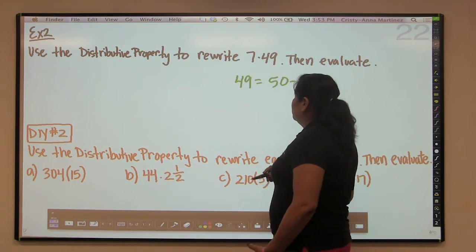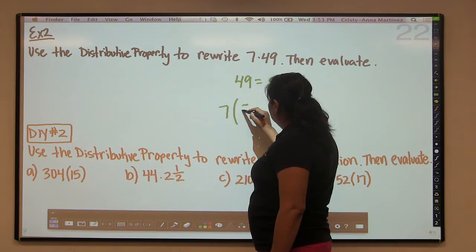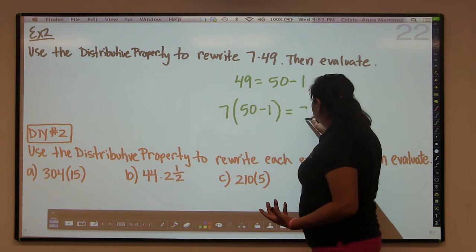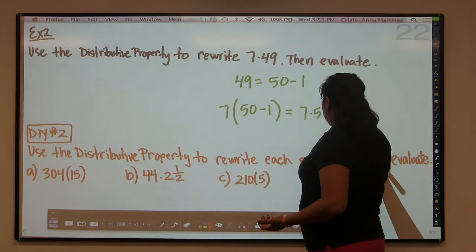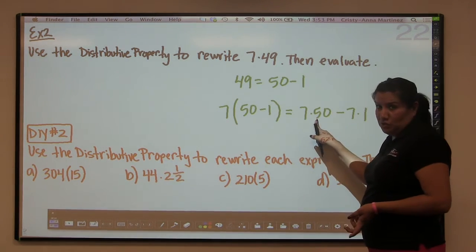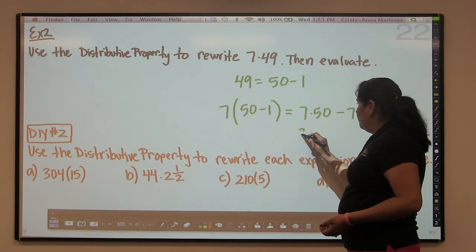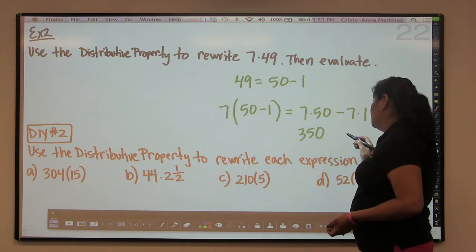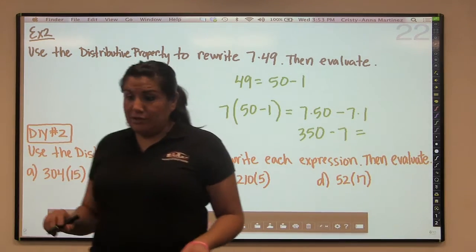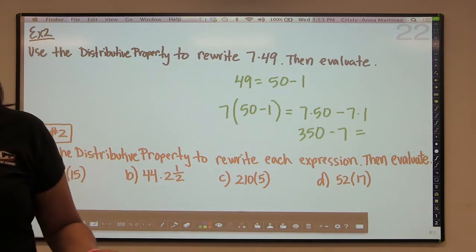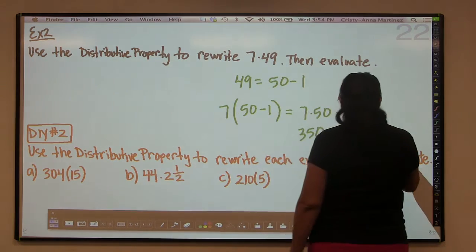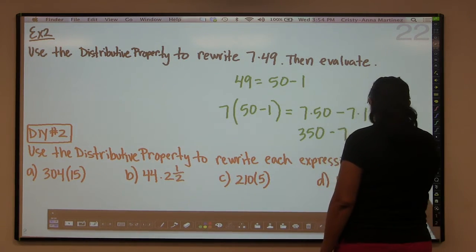And so we can rewrite this expression as 7 times the quantity 50 minus 1. And that is going to be 7 times 50 if you use the distributive property, and then minus 7 times 1. And this might be easier to do in your head because we know that 7 times 5 is 35, so you just add a 0 and you get 350, and then 7 times 1 is 7. And then it's a lot easier to do a problem like this in your head. Now, I don't know how many of you knew that 7 times 49 was 343, but when you do it this way, it's a lot easier to come up with the answer.